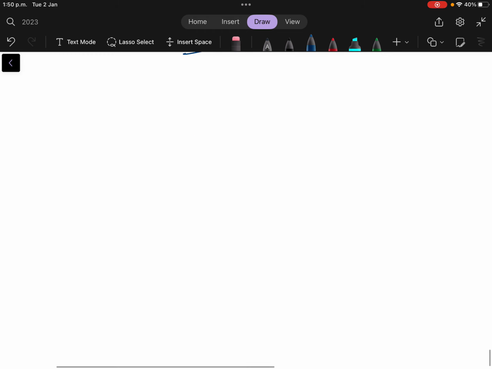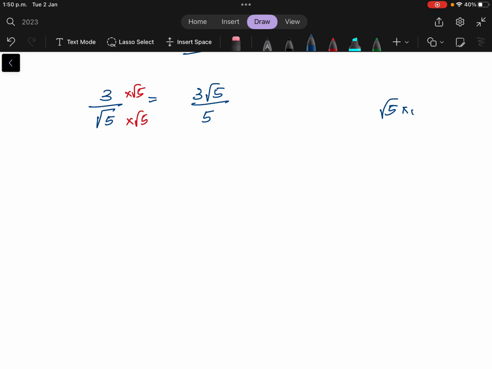And suppose if you have a surd like this, 3 over root 5, if you need to simplify this, you multiply the numerator and denominator by root 5, so that it will become 3 root 5 divided by 5. As I said earlier, root 5 times root 5 is equal to 5.